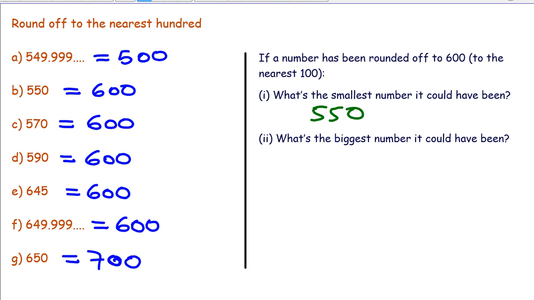Because if you round off 554.99999, it rounds off to 500. And if your number has been rounded off to 600, then the minimum has to be 550. What's the biggest number it could have been? Again, if you look at our solutions, it's definitely going to be 649.99999.